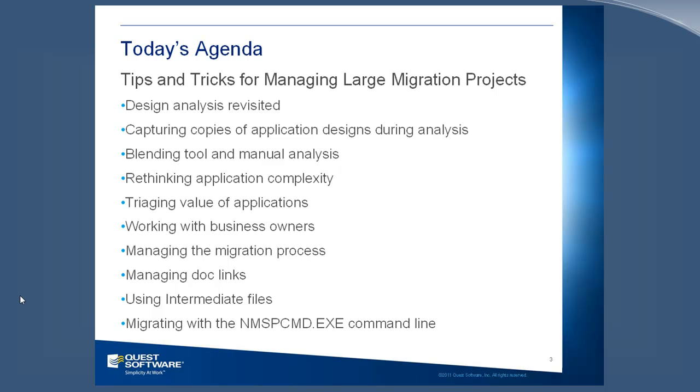I want to talk about rethinking application complexity in sort of pragmatic terms, not just in terms of how many agents and how much code is in the application, but really at a higher level, how hard is it to migrate things over to SharePoint? And factored in with that are the decisions that the business owners are going to make. So you're always going to be weighing the value of an application with how complex it is as you decide what you're going to migrate it to and how much new development work you're going to take on.